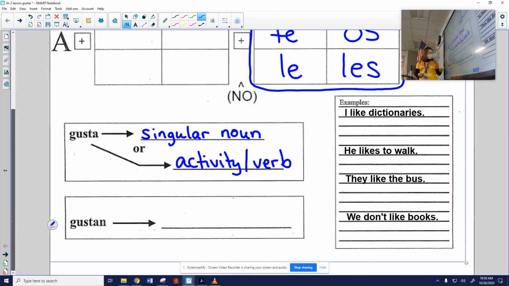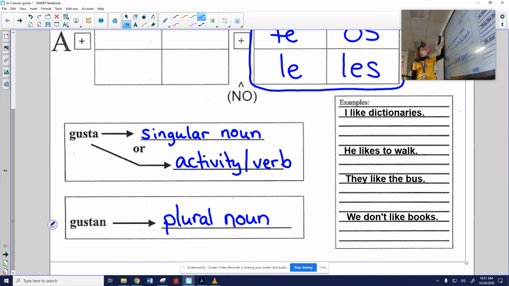We use gustan if we're liking something that's plural, a plural noun. For example, if I like mathematics, I would say, me gustan las matemáticas. Or if I liked the teachers, I would say, me gustan los profesores. ¿Está bien? Bueno. So we know these 6 indirect object pronouns that we absolutely need. We know when to use gusta, when to use gustan.